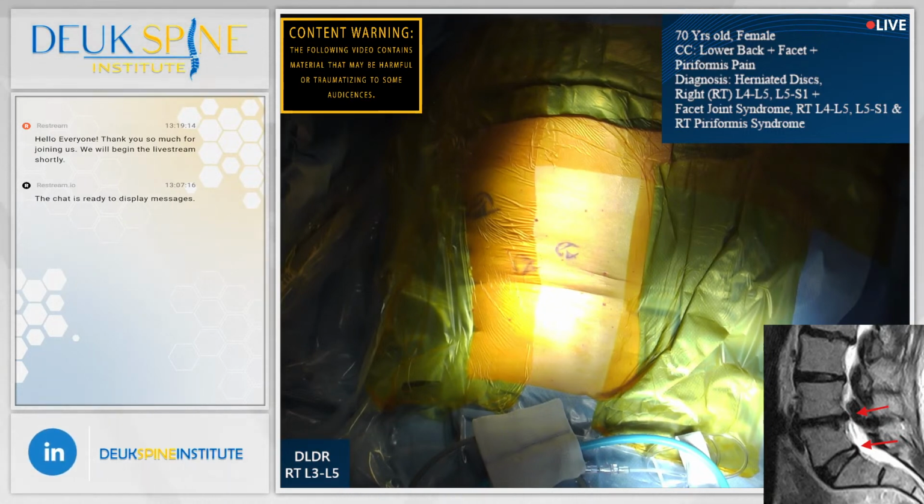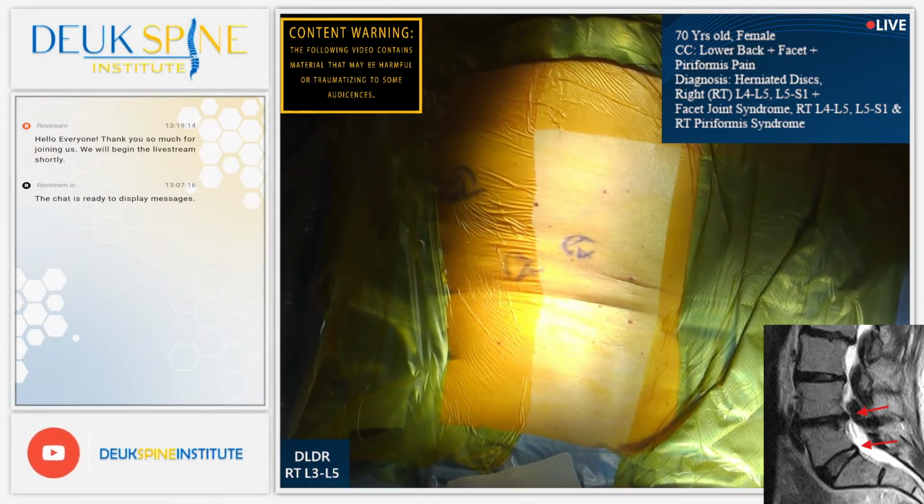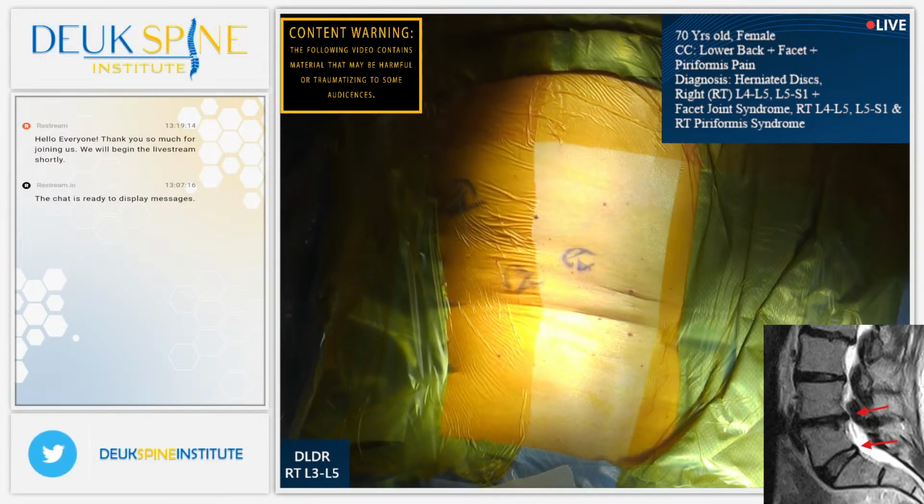Our patient here is coming to Duke Spine for back pain. She has had back pain for many years. She's from Miami. She's had over 10 years of back pain.